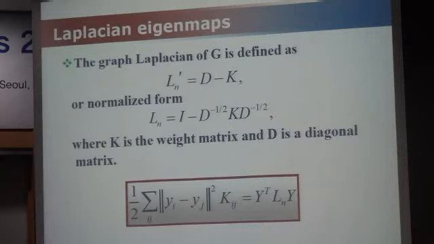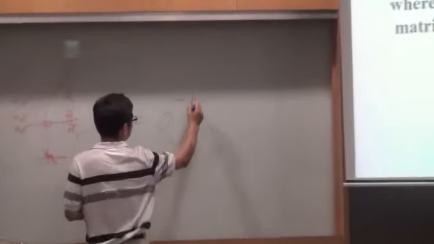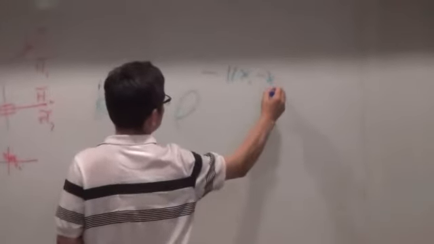Did you tell us how to choose the K entries? Sometimes we choose a kernel, for example, a Gaussian kernel, for Kij. So you have some decaying function you're using. Yeah.